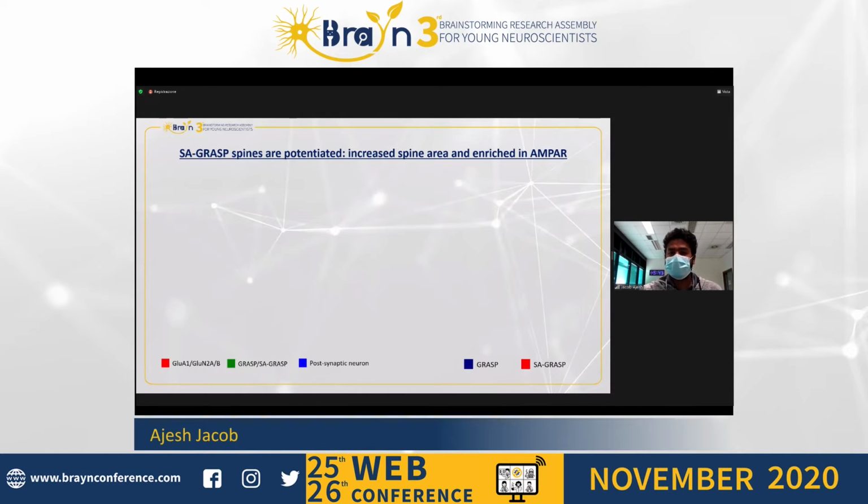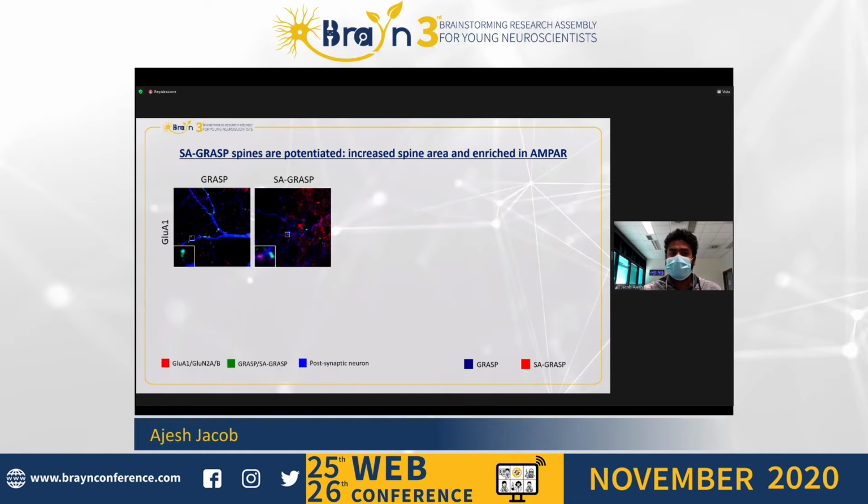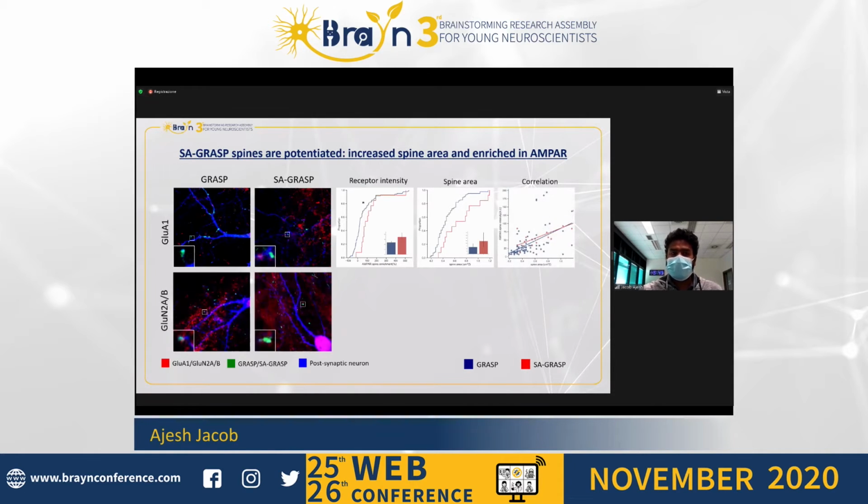Then to check whether the synaptic GRASP positive spines are actually potentiated, we stained the neurons with GluA1, and we could see an increase in receptor enrichment in the case of synaptic GRASP, and those spines also had an increased spine area. Whereas when we immunostained the NMDA receptor GluN2A/B, there was no significant difference in the enrichment values between the two groups. But in the case of synaptic GRASP, they had a higher spine area.